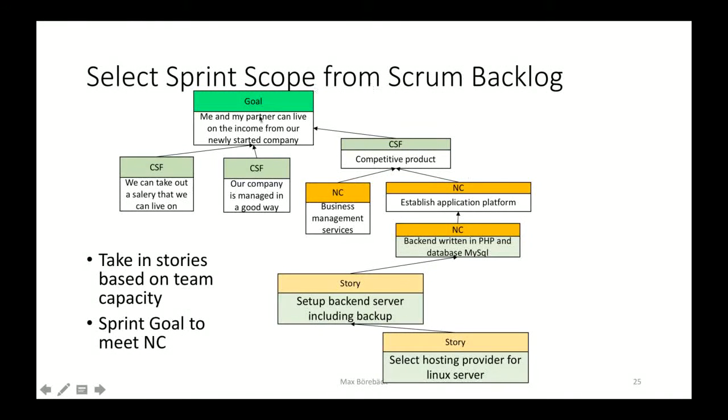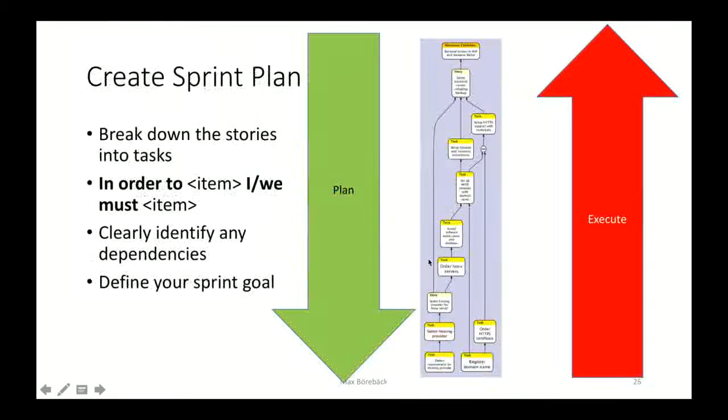So we have our goal tree with a goal, critical success factors, and necessary conditions, which represent our strategy and tactical decisions. We have our stories here. So we take these 2 stories and we will use the necessary condition here as our goal for this sprint. Creating a sprint plan is all about breaking down the stories into tasks. And you do that as we have done before.